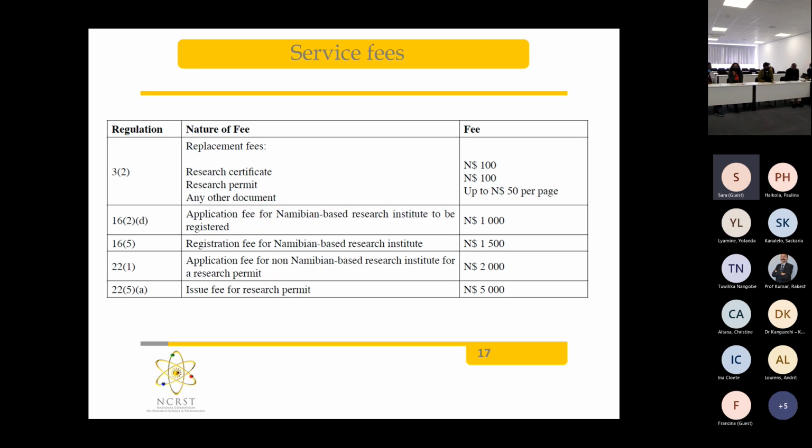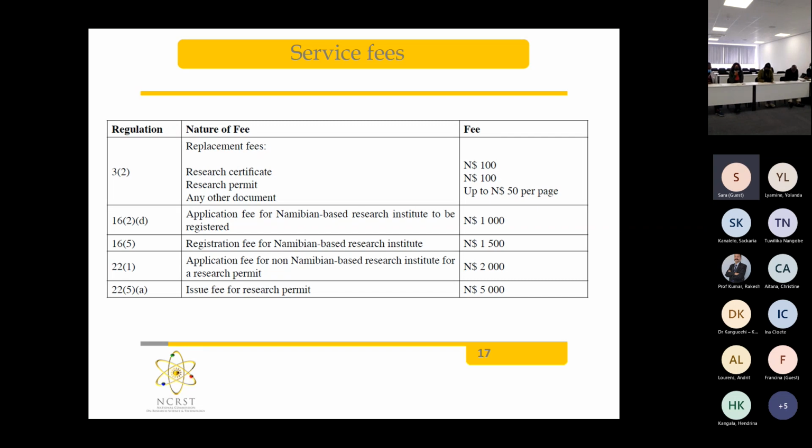Thank you. The question is, can Namibian citizens conduct research independent of any affiliation to any institution? Yes, they can. At the moment, until such a time as the act and the regulations change, such researchers can only apply for research authorization. They apply for research authorization independent of any affiliation, and it's free of charge.